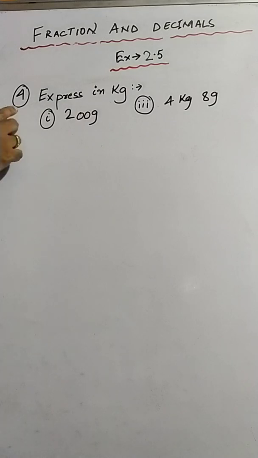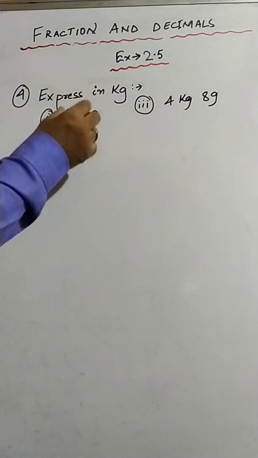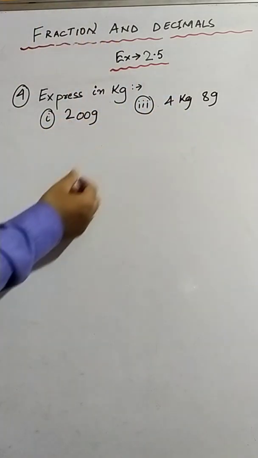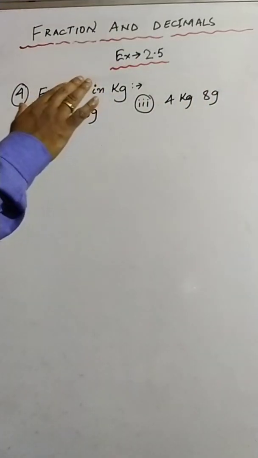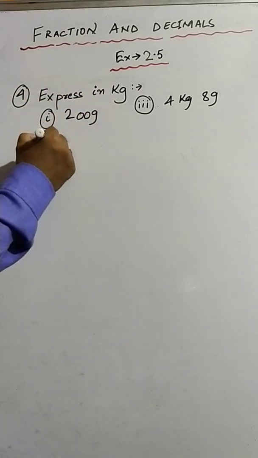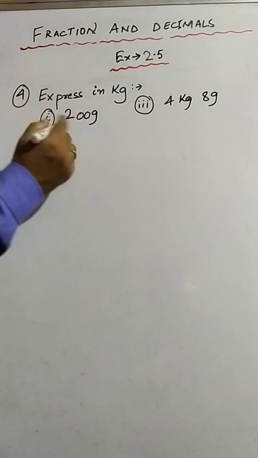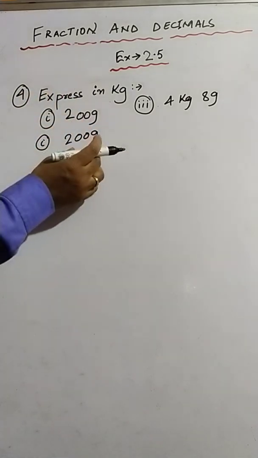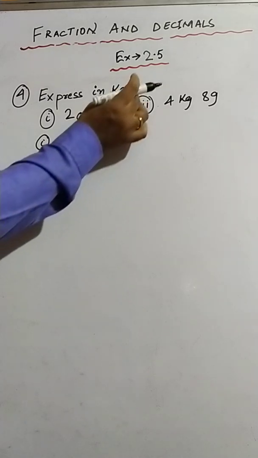So what is there in question number 4? We have to express each sum in terms of kg. Fine, it is given in grams or also in kg and grams, so we have to change the entire form to the kg form. Now let's see how to do sum number 1. So it is given 200 grams. Fine. So now we have to find the relation between the gram and kg.